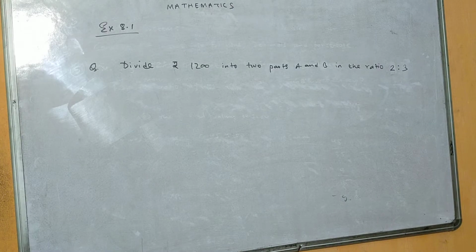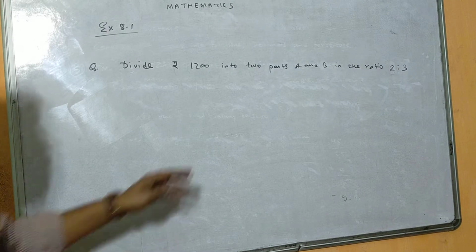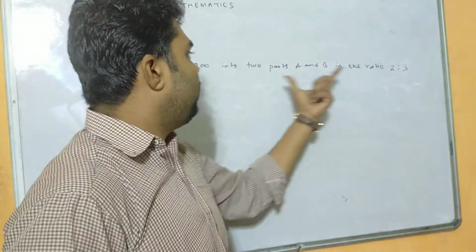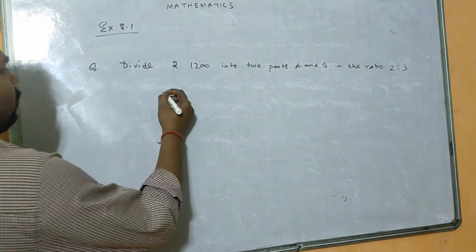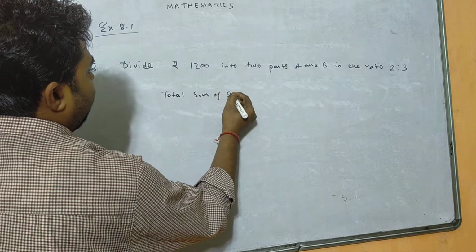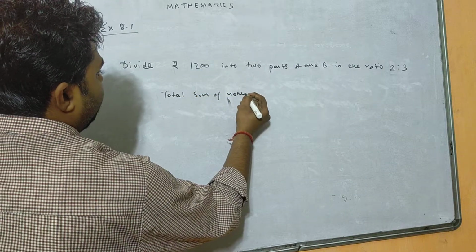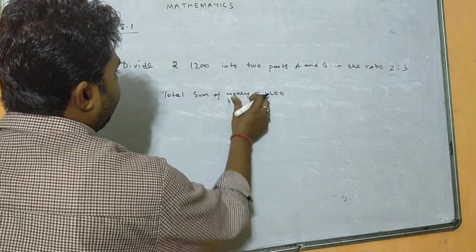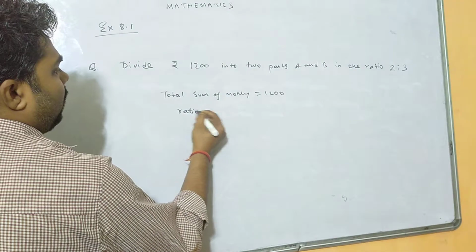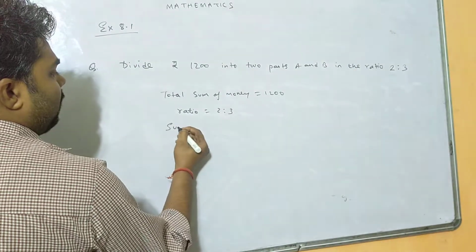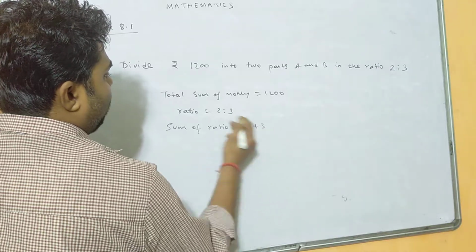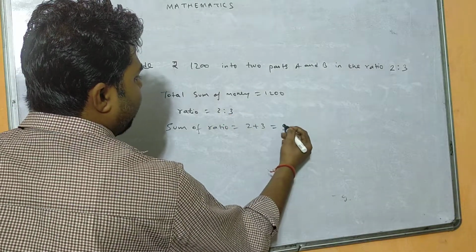Next question here, divide rupees 1200 into two parts A and B in the ratio 2 is to 3. Okay, so in the ratio 2 is to 3 I have to divide 1200. So what is the total sum? Total sum of money equals 1200, right? What is given in the question I wrote. Now ratio is given 2 is to 3. Sum of ratio you have to find. Sum of ratio, that is 2 plus 3. Whatever numbers are there, you add them, that is 5, right?